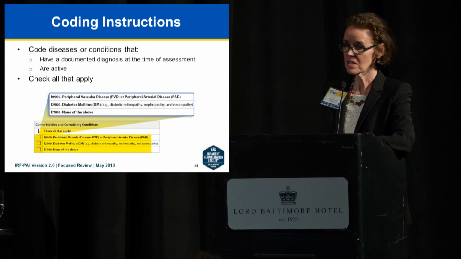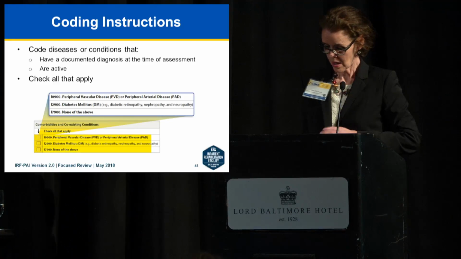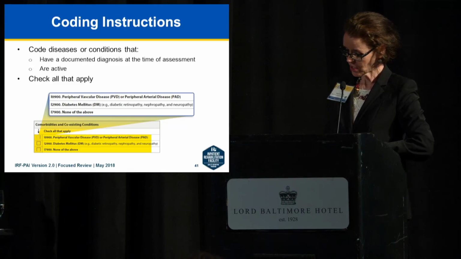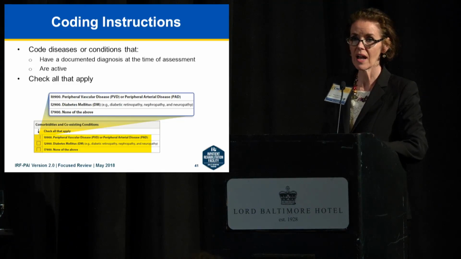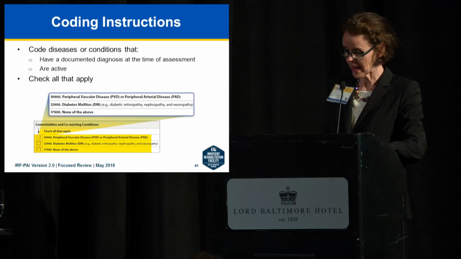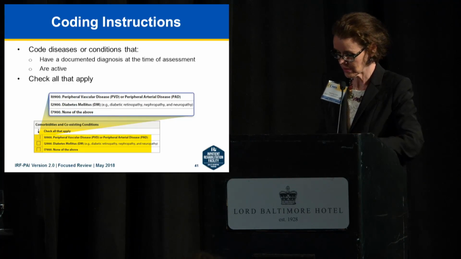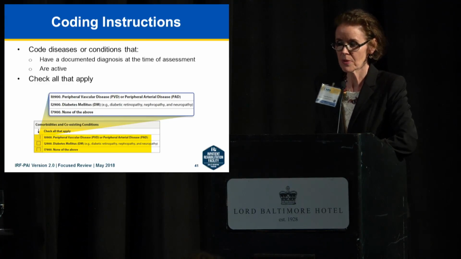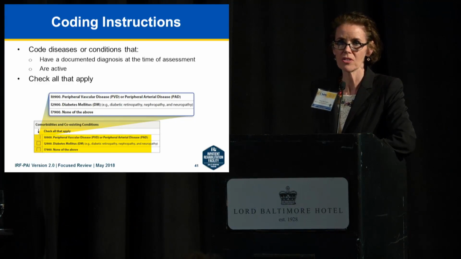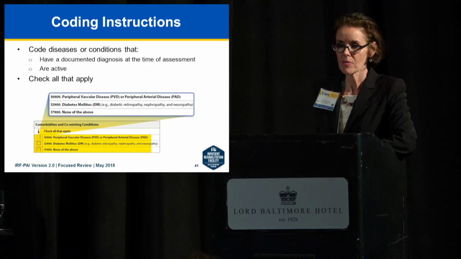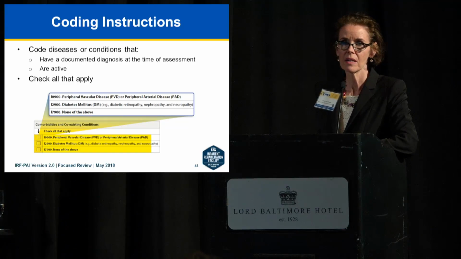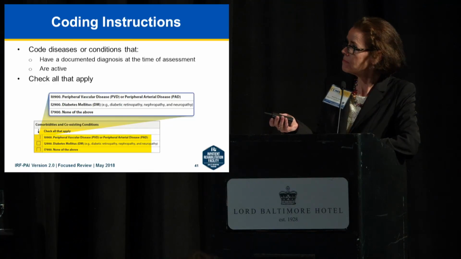A diagnosis is considered active if it has a direct relationship to the patient's current functional status, cognitive status, mood, behavior, medical treatments, nurse monitoring, or risk for death at the time of the assessment. It's pretty easy for diabetes. Most of our patients are coming in, their nurses are checking their glucose, we might have them on sliding scale insulin. So it's an active diagnosis for the most part.